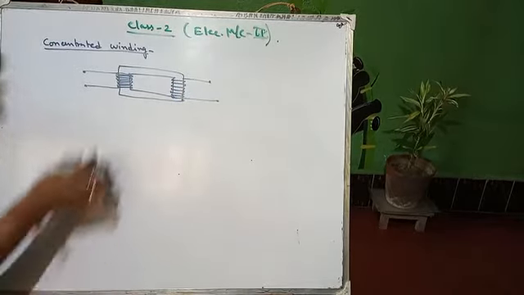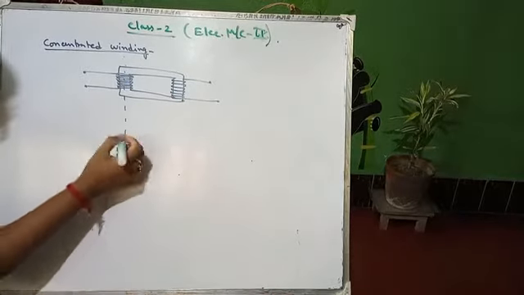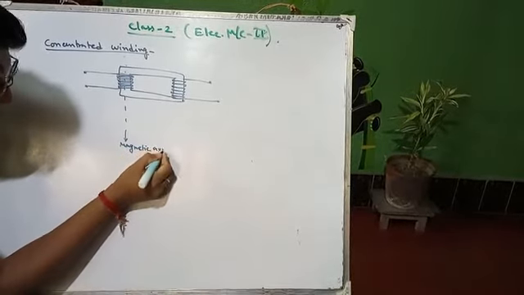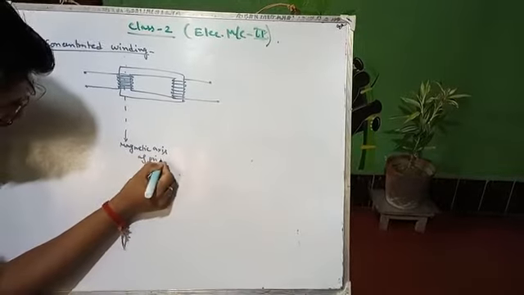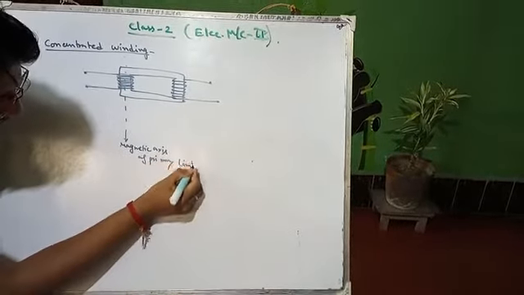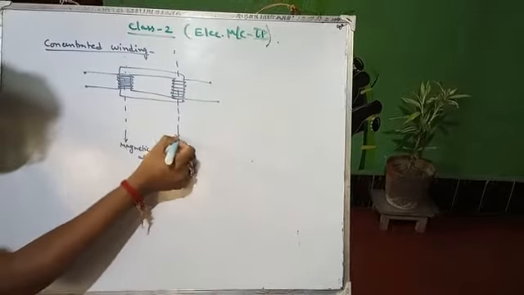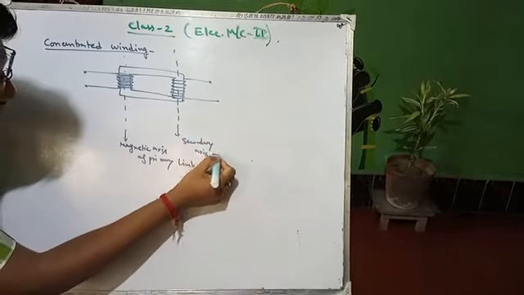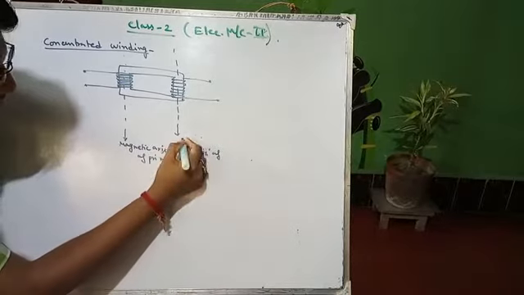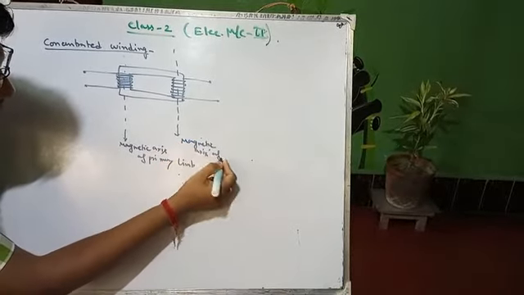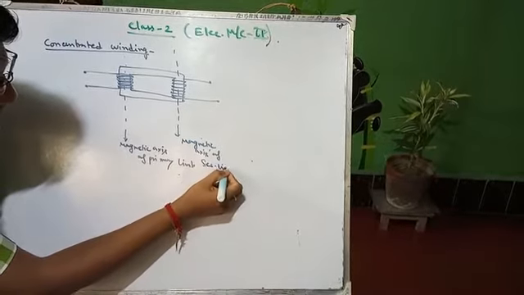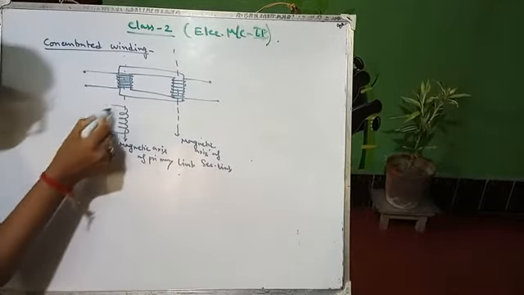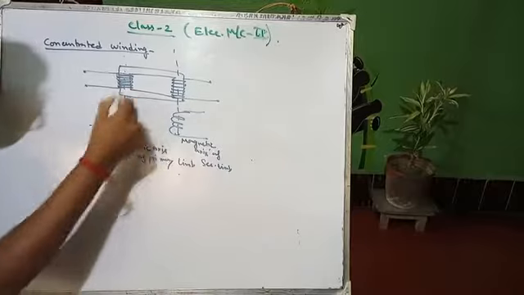Why is it concentrated? Because it is within the same axis, right? See, this is the magnetic axis of the primary limb, and similarly this is the magnetic axis of the secondary limb. These windings look like this way, and this winding looks like this way. So this is the concentrated winding.